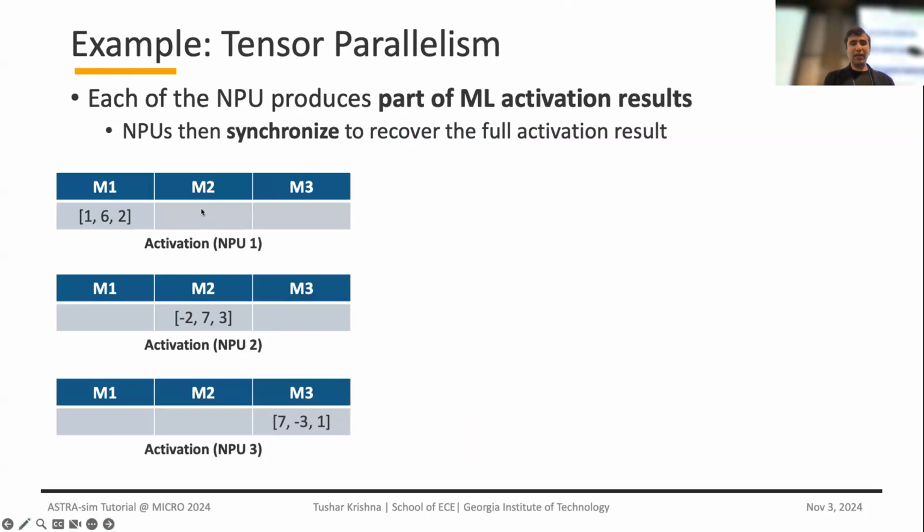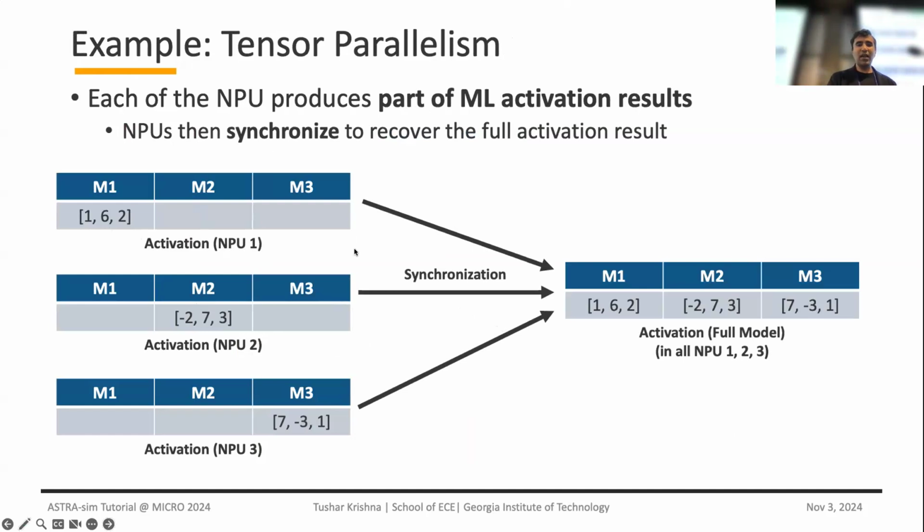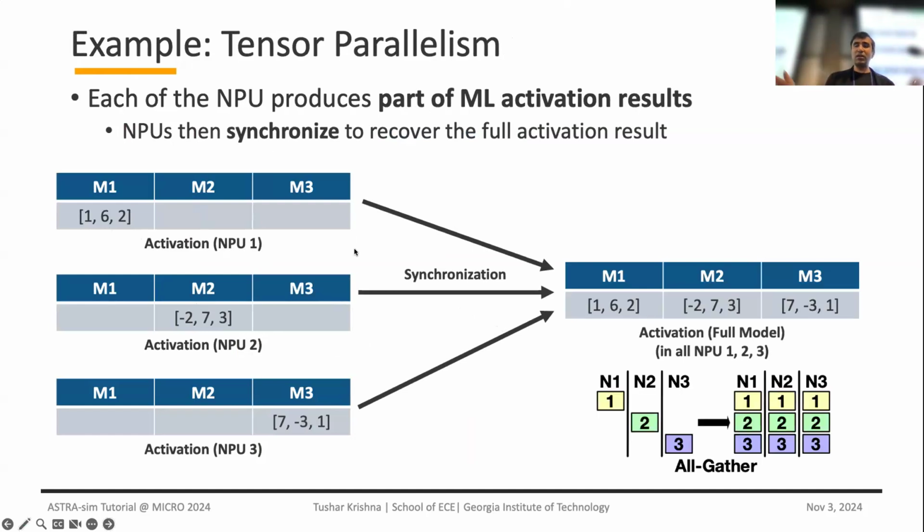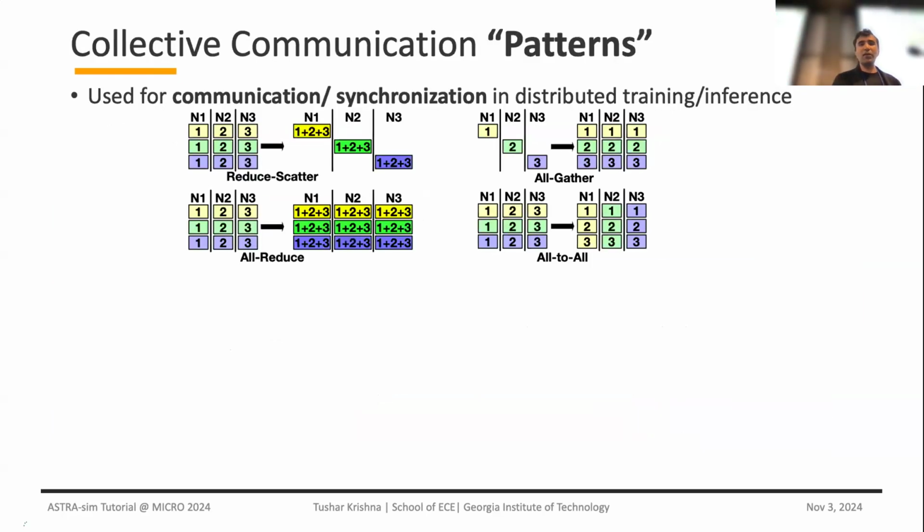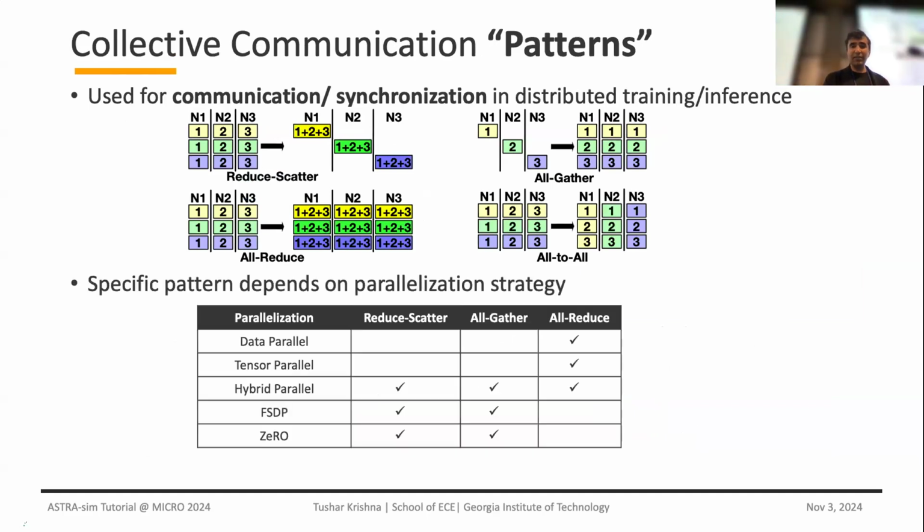As an example, suppose I have 3 NPUs here. They have all generated these partial activations. The synchronization step would essentially have all of them communicating these activations to each other so that they have a full copy. This particular pattern here is what's called an all gather, where they're just gathering the data. So this gets to the notion of collective communication patterns. These are the ones that are most pervasive in distributed machine learning. Given a specific parallelization strategy that I had mentioned earlier, like data parallel, tensor parallel, some hybrid, FSDP, ZeRO, and so on, you may have one or more of these patterns show up.